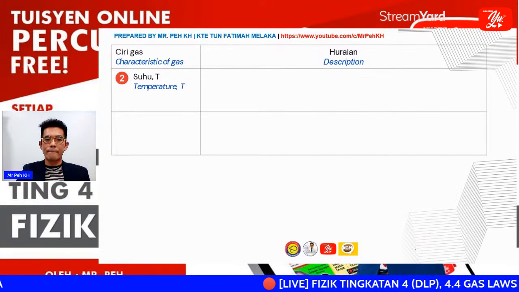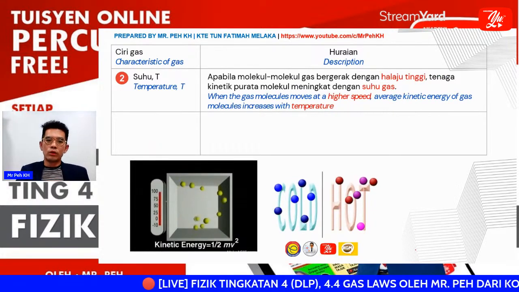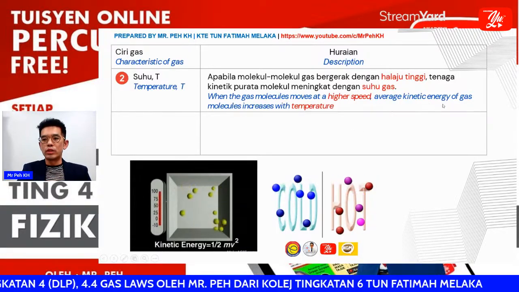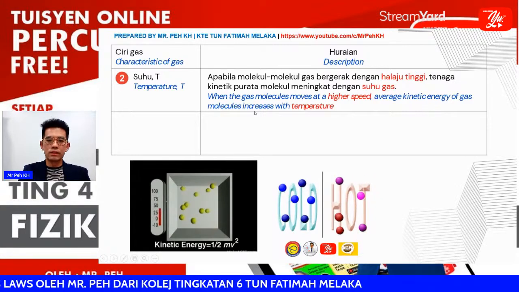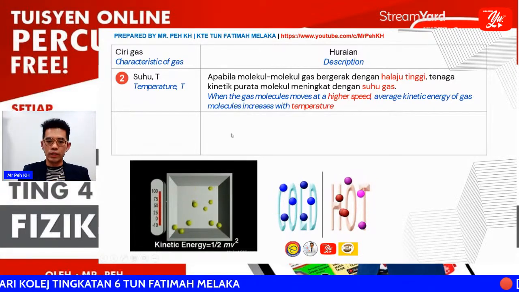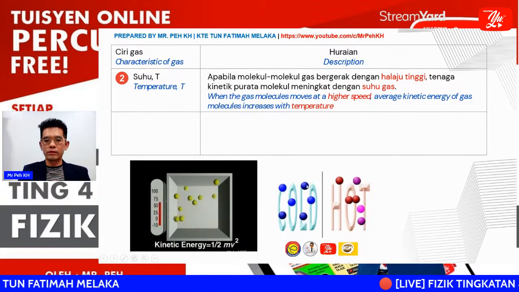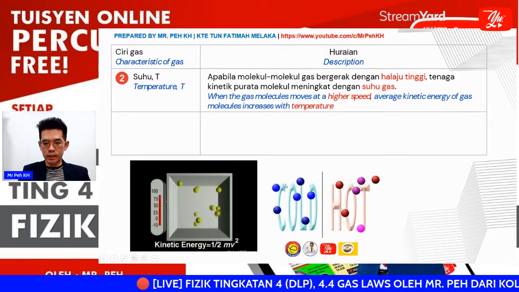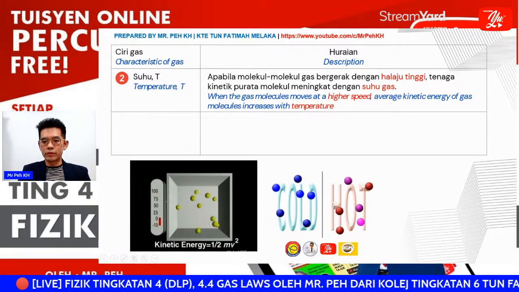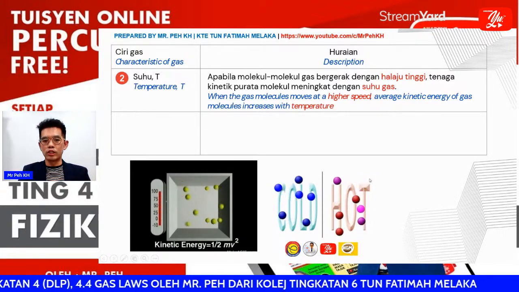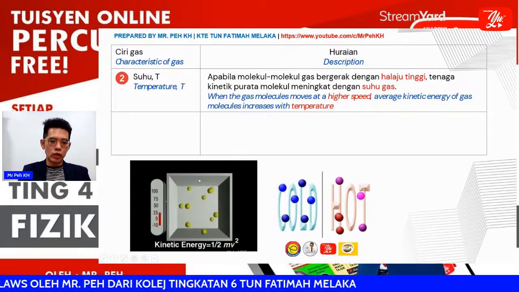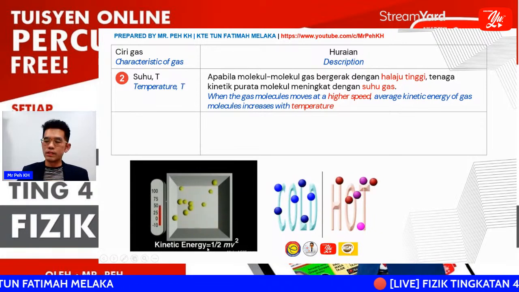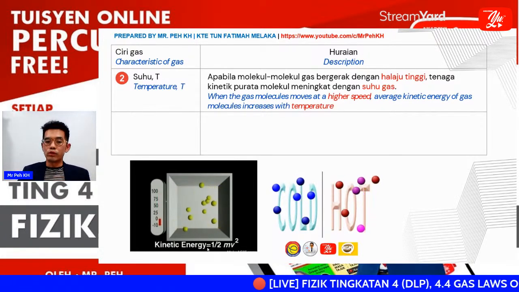Okay, then the next will be the temperature. Here, when the gas molecules move at higher speed, the average kinetic energy of the gas molecules increases with the temperature. You can look at the GIF: the blue dots in the cold condition move at lower speed, while the red dots in the hot region move at higher speed. In another GIF here you can see the kinetic energy formula, which you already learned at PMR level, equal to 1 over 2 mv squared.